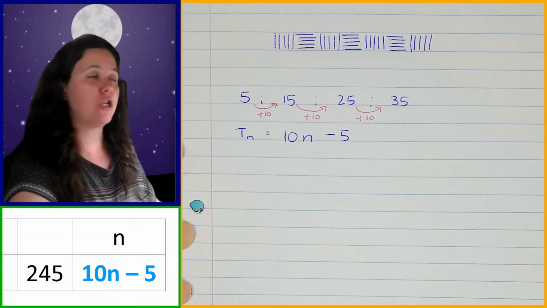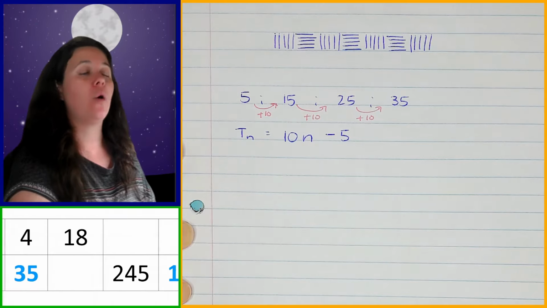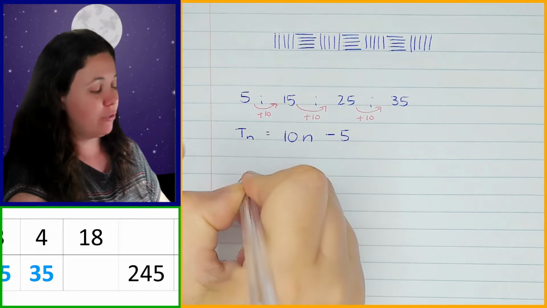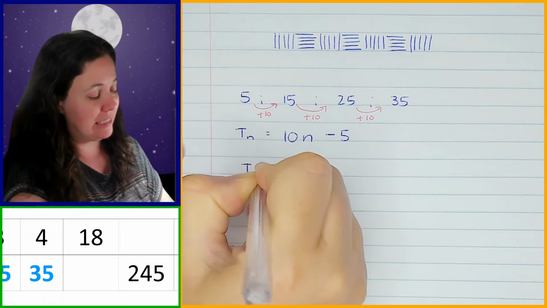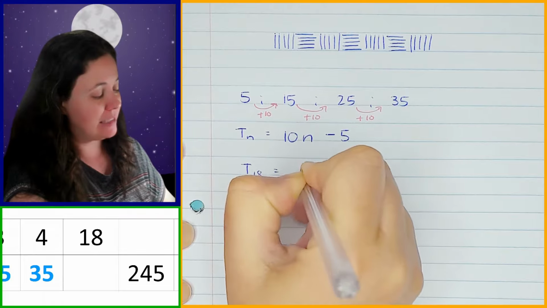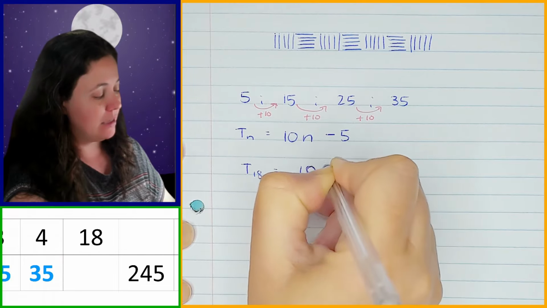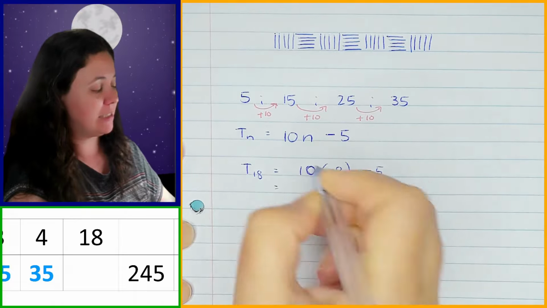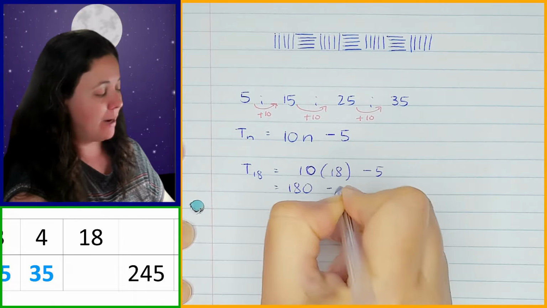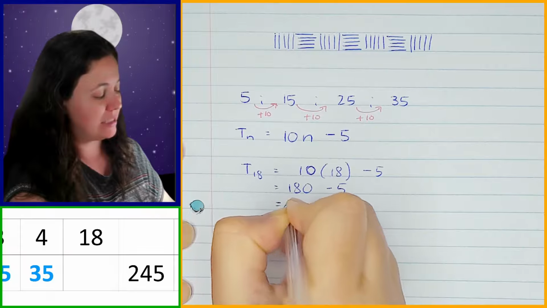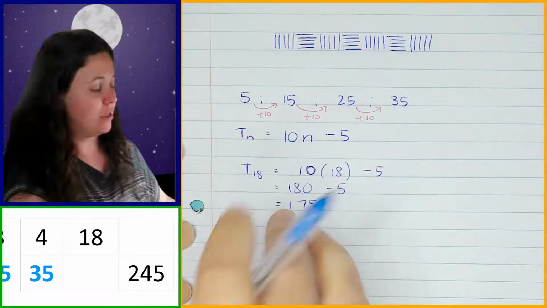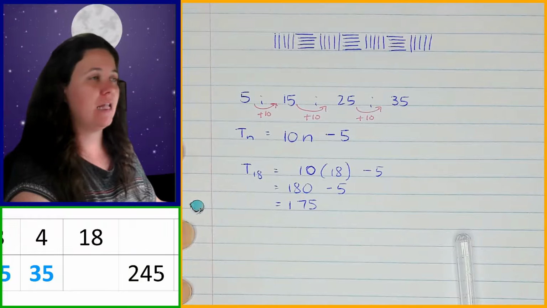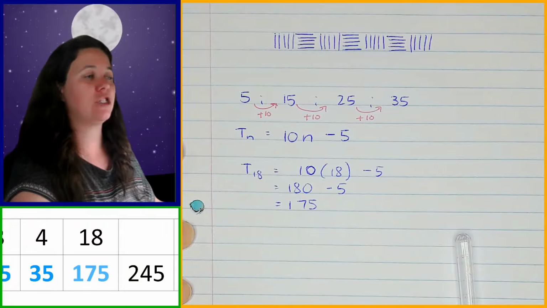The next one you had to do was to work out how many lines there are in the 18th structure. So here we're going to be working out what T18 is. That's going to be 10 times 18 minus 5. So 10 times 18 is 180, minus 5 gives us 175. So that's what we should get for that one. There are 175 lines in the 18th structure.